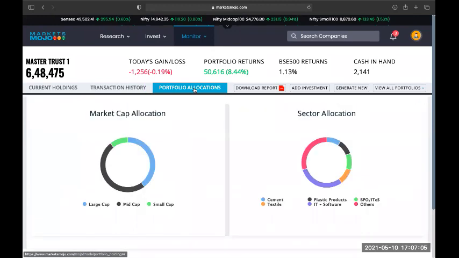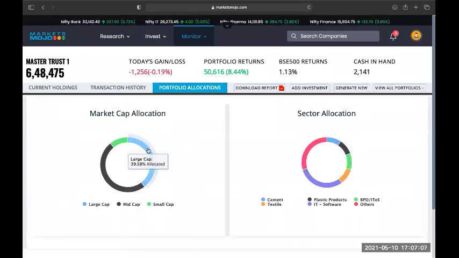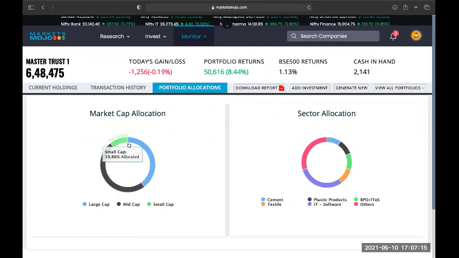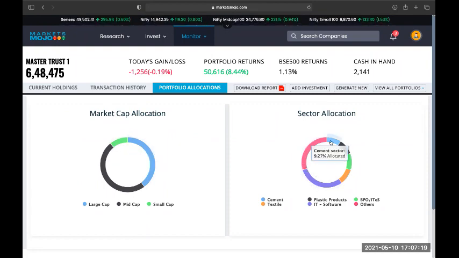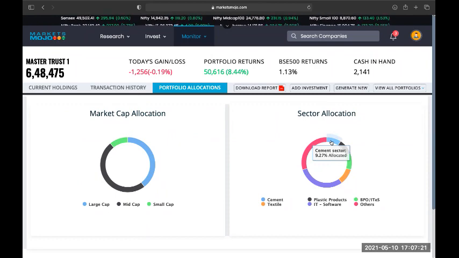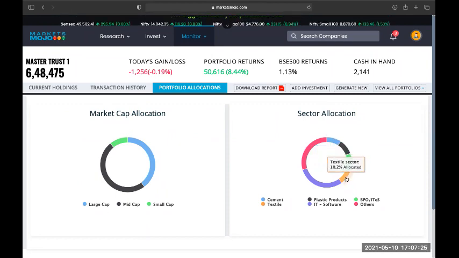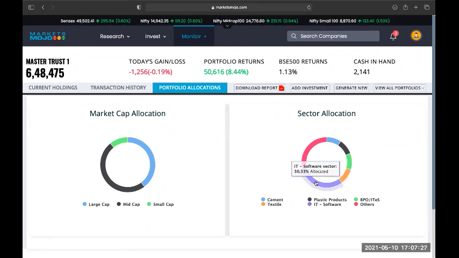And the portfolio allocation for this one is 39.58% to large caps, 49.23% to mid caps, and 10.86% to small caps. You can also see the sector-wise allocation. So you have cement, which is 9.27. You have BPO, ITES, textile, and IT software.